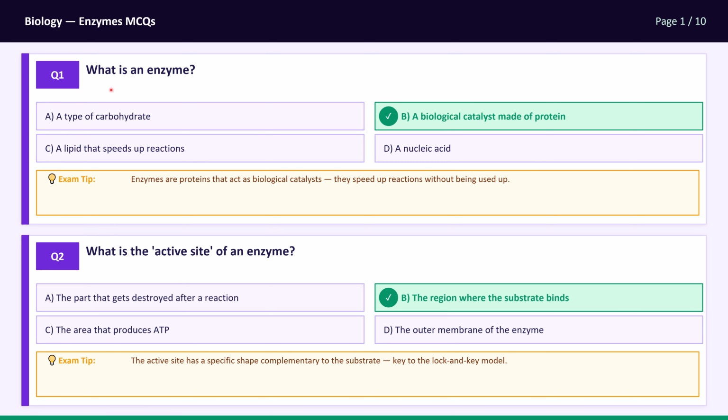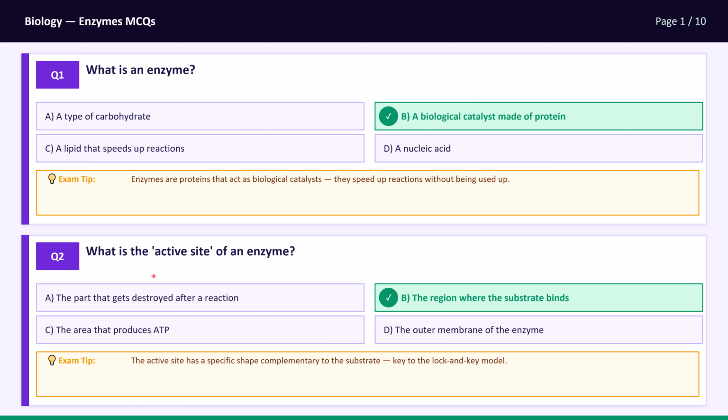Question 1 is, what is an enzyme? The options are A, a type of carbohydrates, B, a biological catalyst made of protein, C, a lipid that speeds up reaction, D, a nucleic acid. And the correct option is option B. Enzyme is a biological catalyst made of proteins. Exam tip: enzymes are proteins that act as biological catalysts. They speed up reactions without being used up.